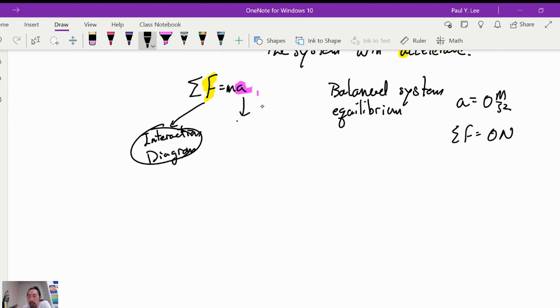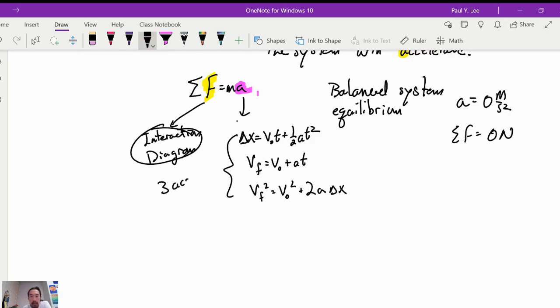And from unit 2, we had to use 3 new formulas. I'm going to take the time right now to write those 3 formulas down. We had delta x equals v initial times t plus 1/2 a t squared. We have vf equals v initial plus a times t, and vf squared equals v initial squared plus 2 times the acceleration times delta x. These are the three accelerated motion formulas. We can only use these if our objects are accelerating.